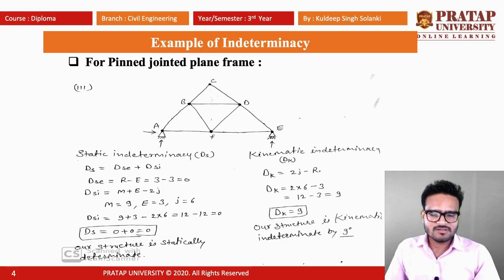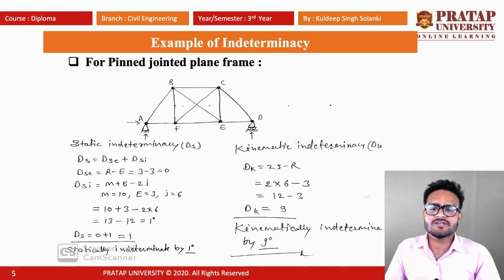Clear? So the next example has all pin joints, a plane frame, a truss in 2D. Static indeterminacy DS, the formula of DS is equal to DSC plus DSI. DSC is the same formula, R minus E. How many external reactions? At A pin support, at D roller support. Total reactions is 3: 2 at A, 1 horizontal and 1 vertical, and at D, 1 vertical. So the value of R is equal to 3.